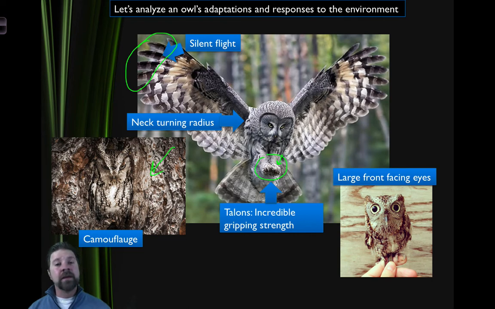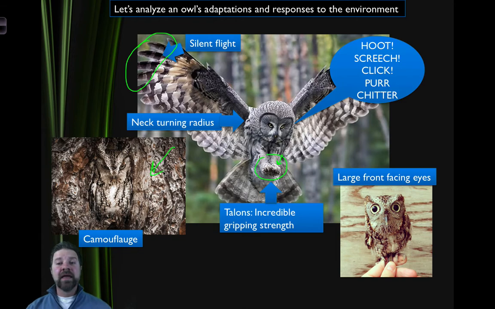Now, what about the other half, the behavioral stuff? Well, let's start with what owls do. If you ask a child what an owl does, they'll usually say hoot. Well, that's right. They hoot, they screech, they click, they purr, they even do what's called chittering. Now, what's all that for? Why do they do that?